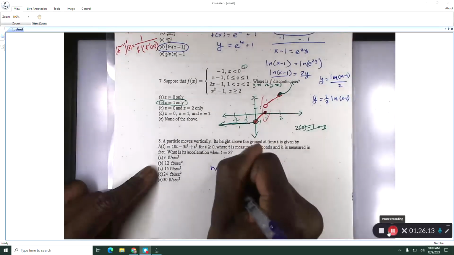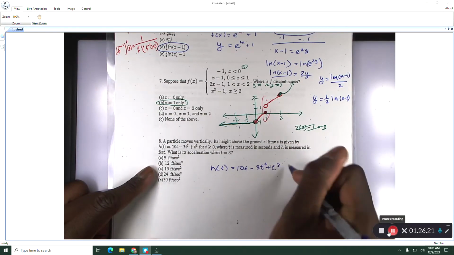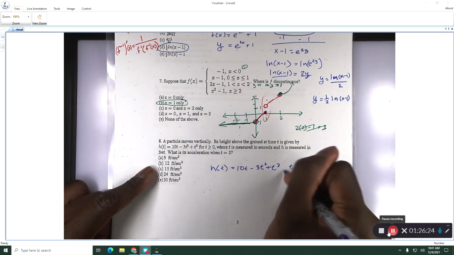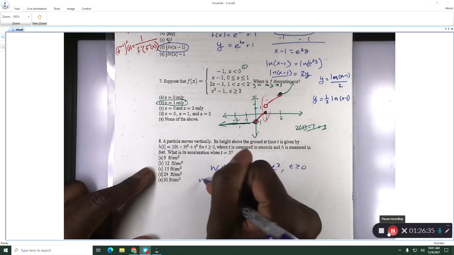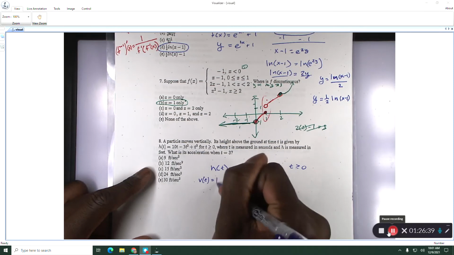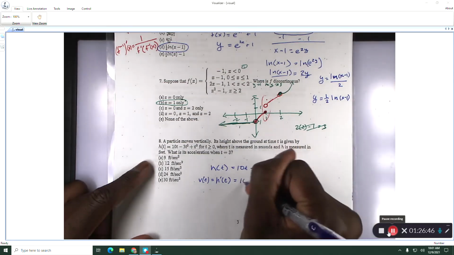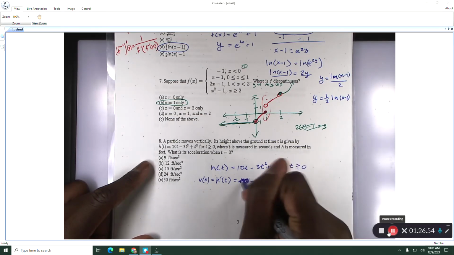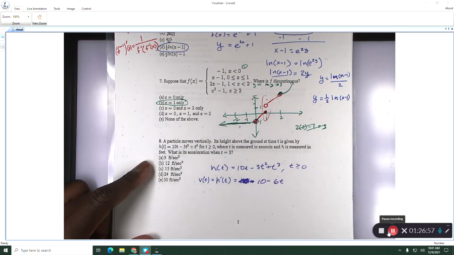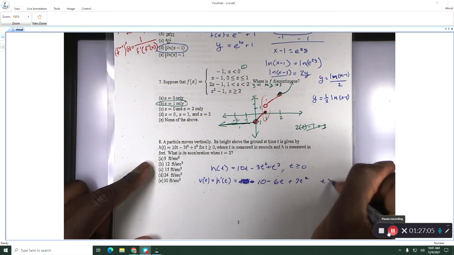Well, we know the height function. And remember, t has to be greater than or equal to 0. Next, if we want to get the acceleration as a function of time, we're first going to start here. The velocity is going to be h prime. We're going to take the derivative of h of t. Write that 10 minus 6t plus 3t squared. Still on that same t is greater than or equal to 0.